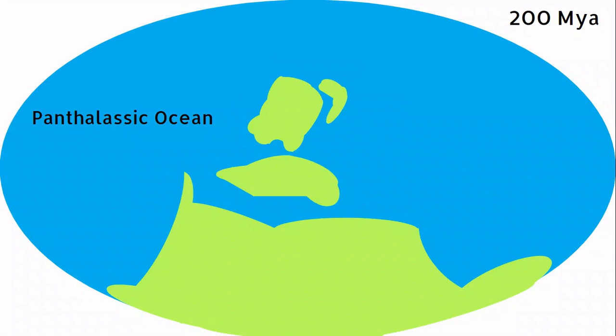During this time period, there was a sudden change in temperature which caused Earth to go into an ice age that would last 60 million years. At this point, a second ocean has formed, the Paleotethys Ocean, in addition to the Panthalassic Ocean.